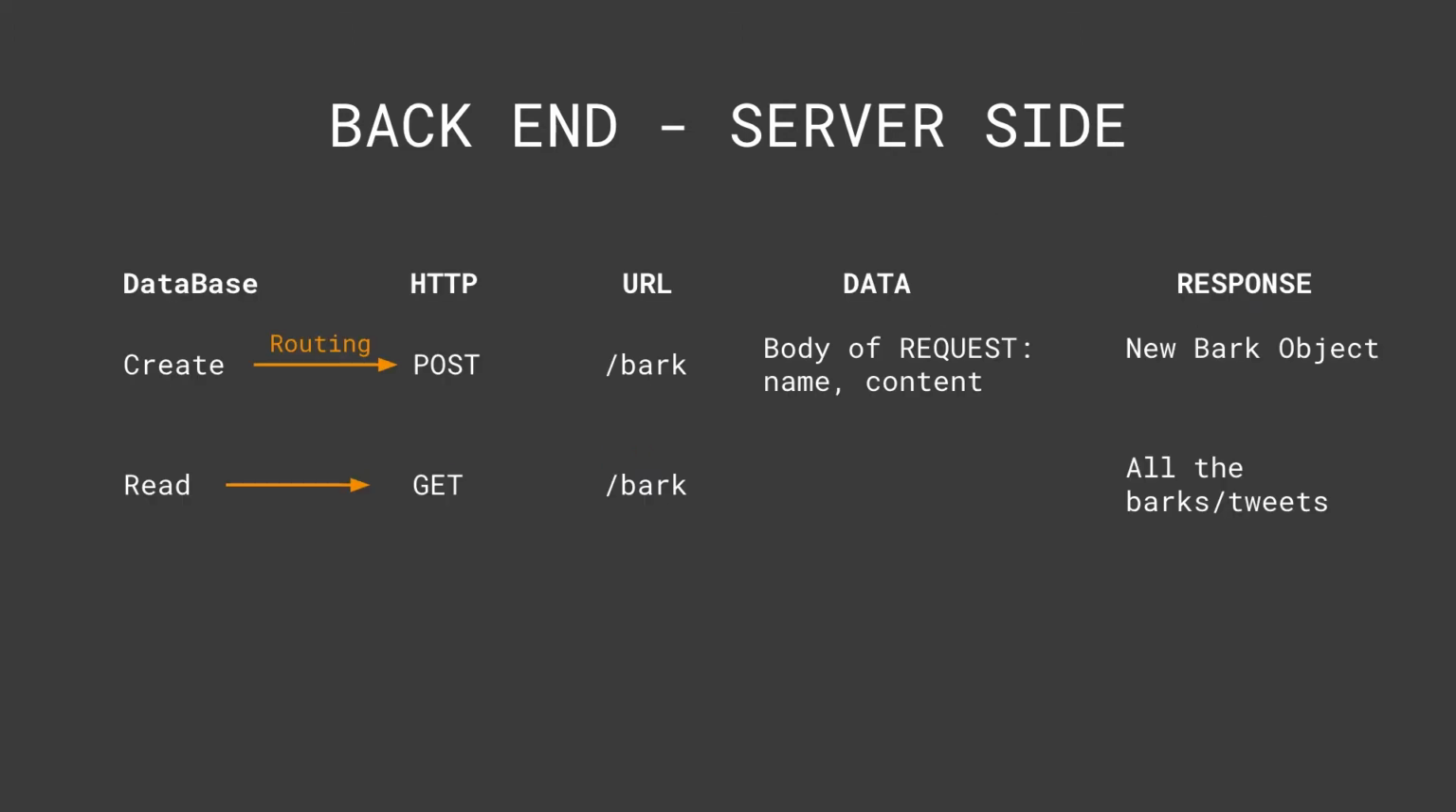In my case, I just want to create a tweet and also read it. There's not going to be any delete nor update. So in the first case, I'm going to have a POST request to /bark. In the body of the request, I want the name and the content because they are required, and I will respond with the new bark object. Secondly, for the read functionality, I will receive a GET request to /bark as well. No data needed, and I'll just respond with all the tweets.